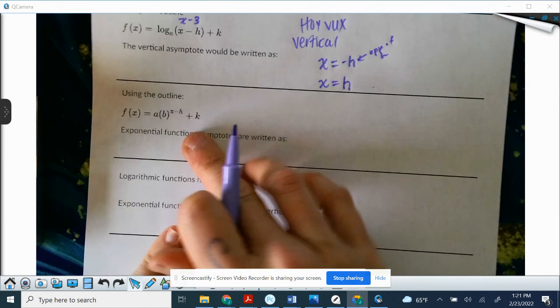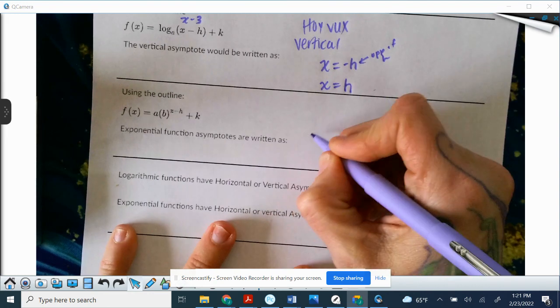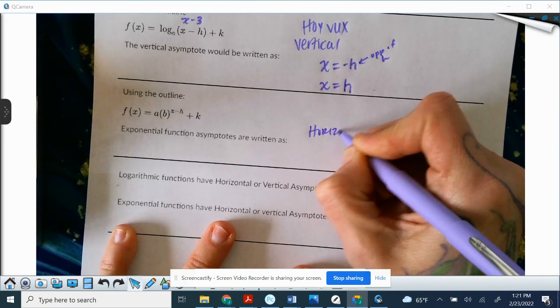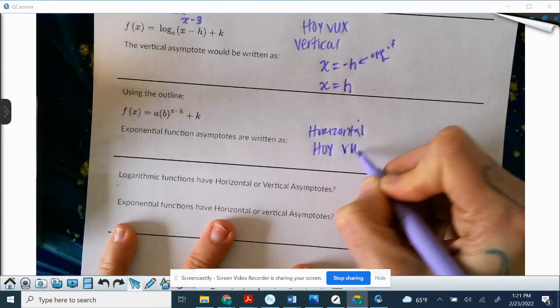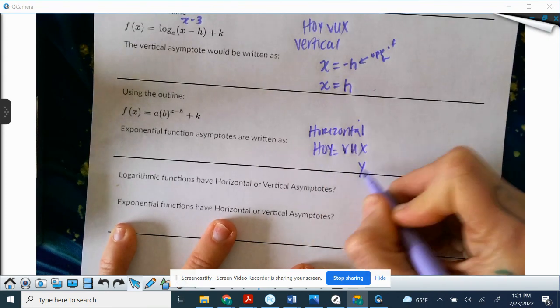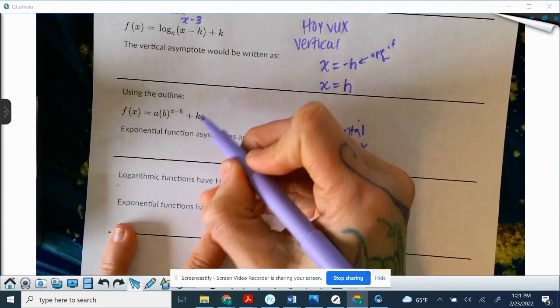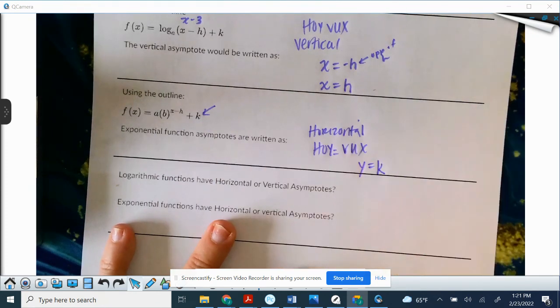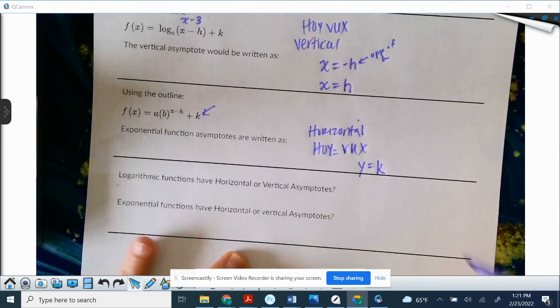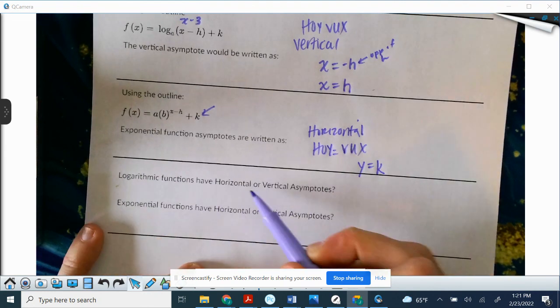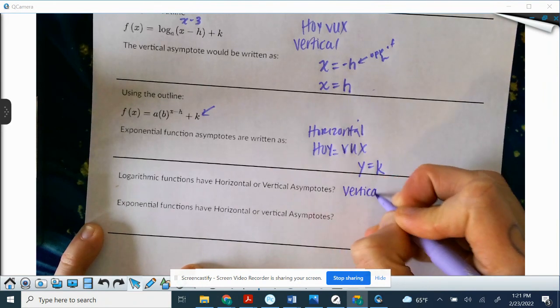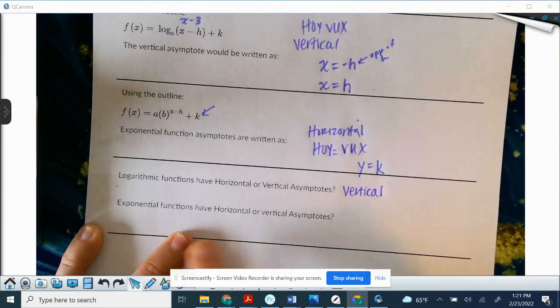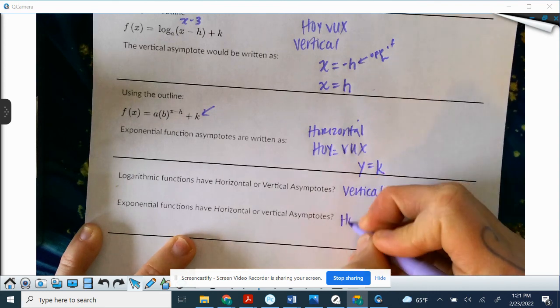So for your exponential, that is your horizontal asymptote. That's horizontal, so we know it's going to be a y equals. And y equals is your k value, whatever the k value is. Logarithmics have horizontal or vertical? They have vertical. And then exponentials have horizontal.